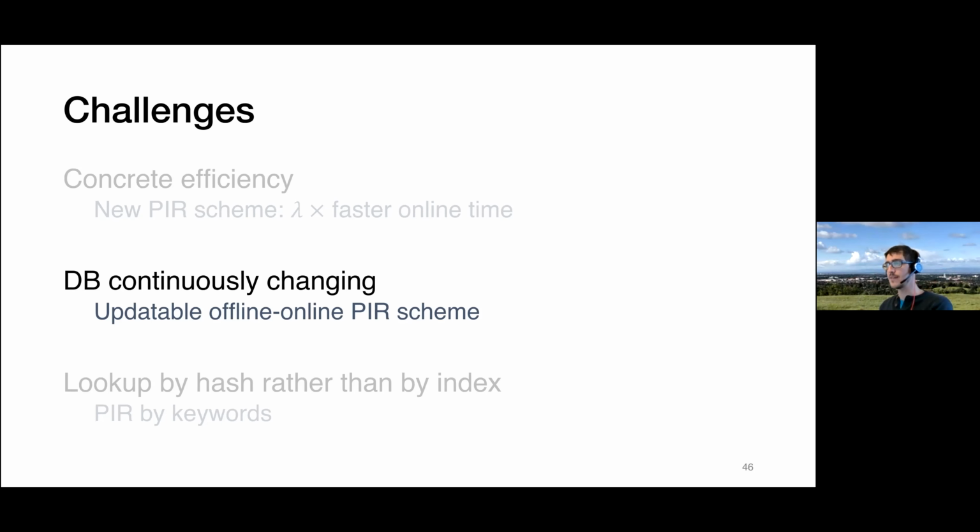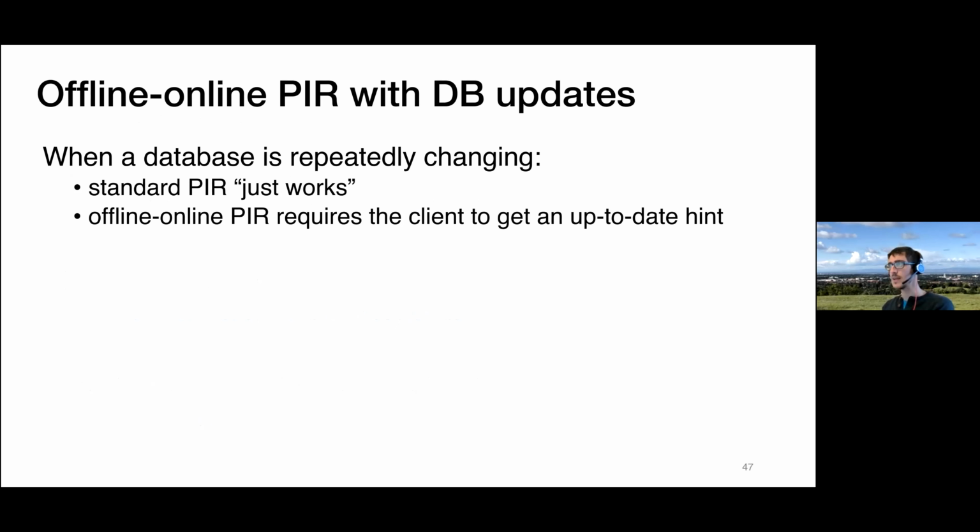So I only want to give a little bit of an idea of how we handle updates, because I think it's not too difficult to explain. I should say that this is only a problem because of the offline-online nature of our scheme. In standard PIR, this isn't a problem because you can always just do the online-only query, run it against the latest copy of the database, and there's no state on the client, no state on the server, so you don't run into any problems if you have database updates.